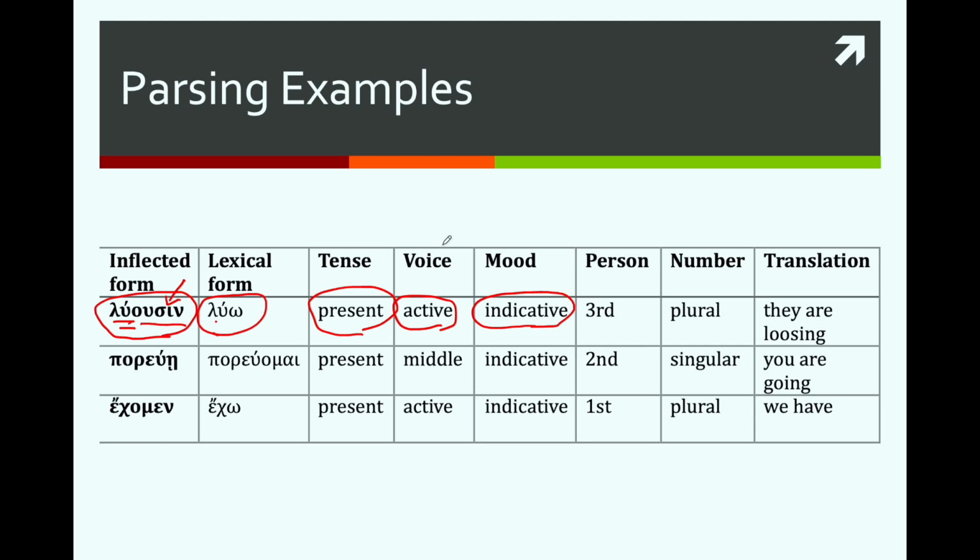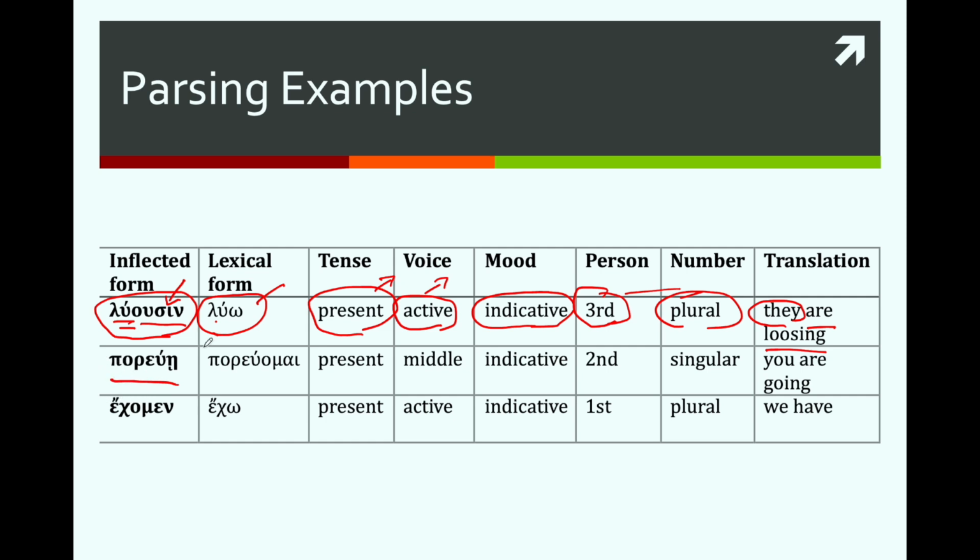Luo, lueis, luei, luomen, luete, luousin. So it's happening on the plural side of things, and it's third plural. So that tells you that they, plural, are loosing. So you get the they from the person and number idea. You get the loosing from knowing the lexical form, and you're translating as present tense and active. Okay? They are loosing.